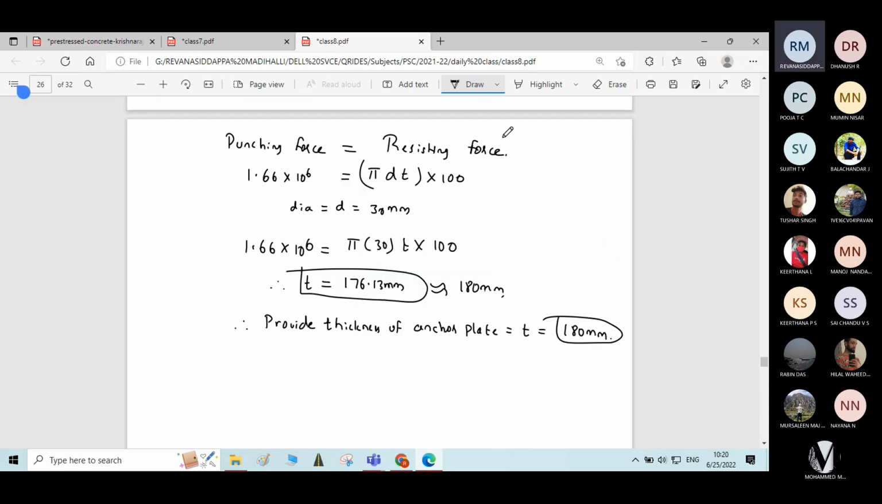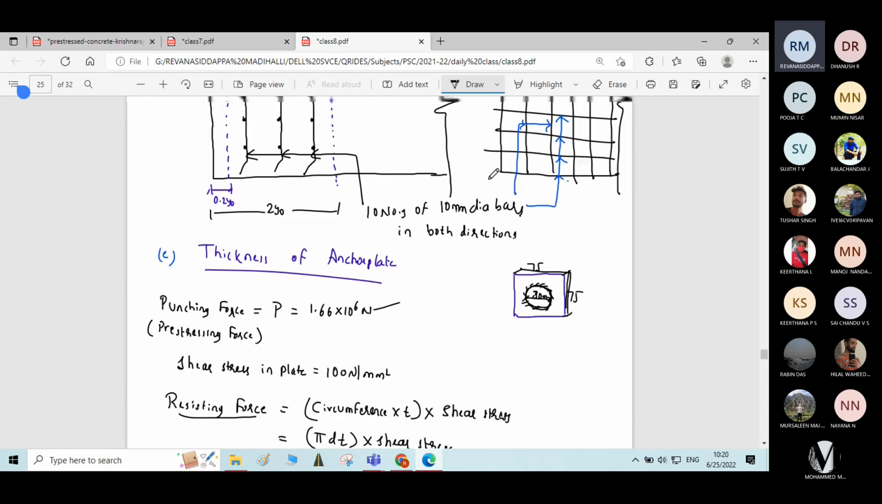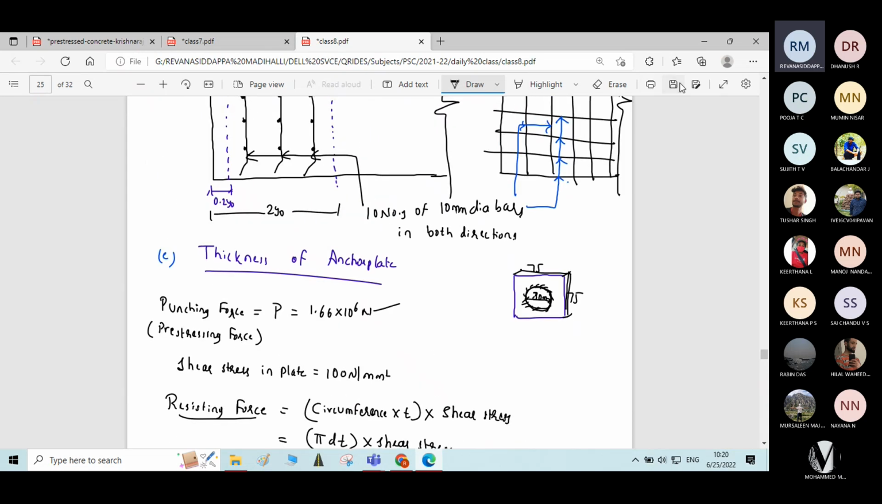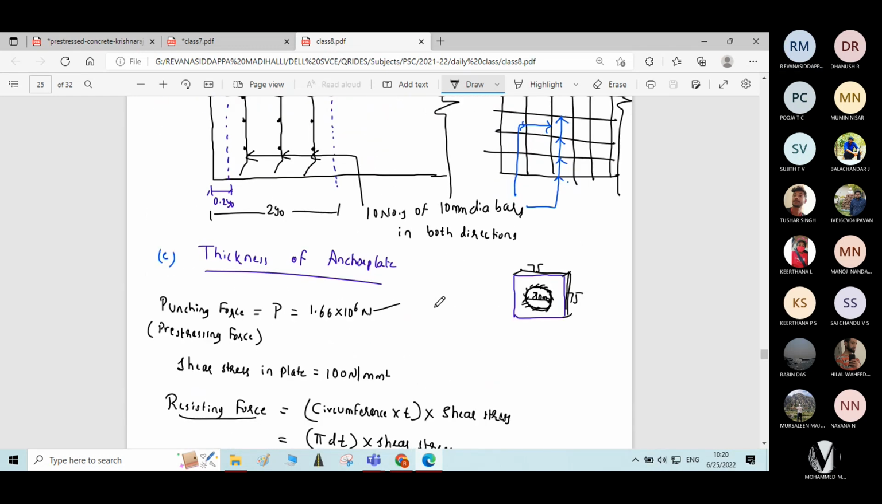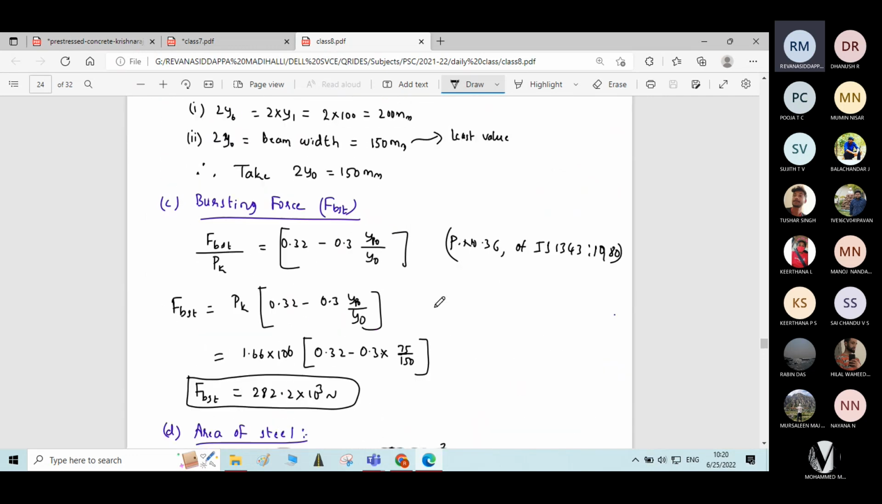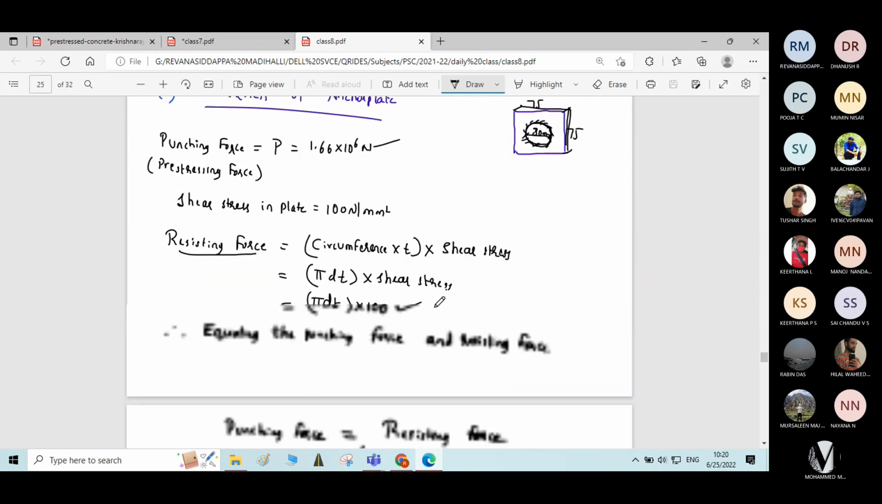So this is how we find the thickness of the plate required. The thickness of the plate required depends on the punching force or the pressing force acting on the plate and the diameter of the cone which is attached to the plate. So this completes the problem. If you have any doubts, you can ask.